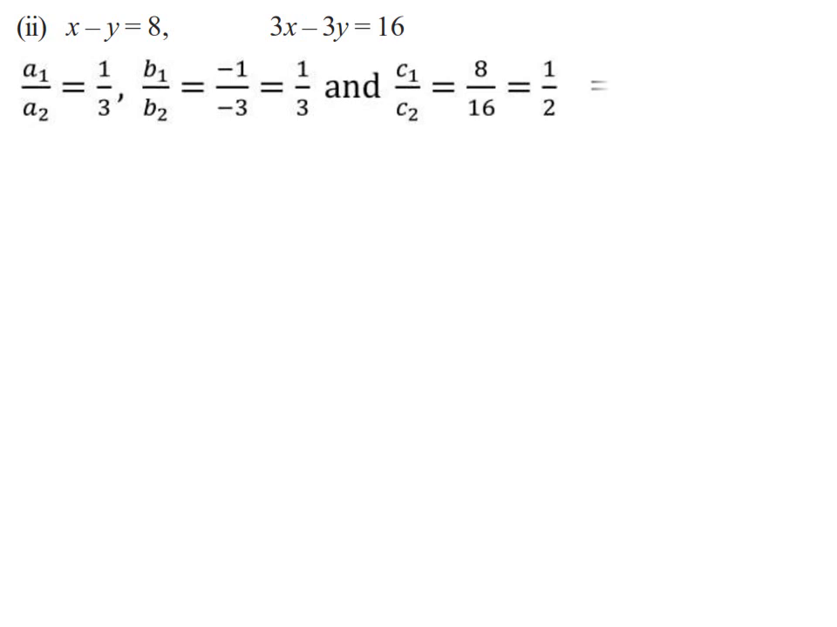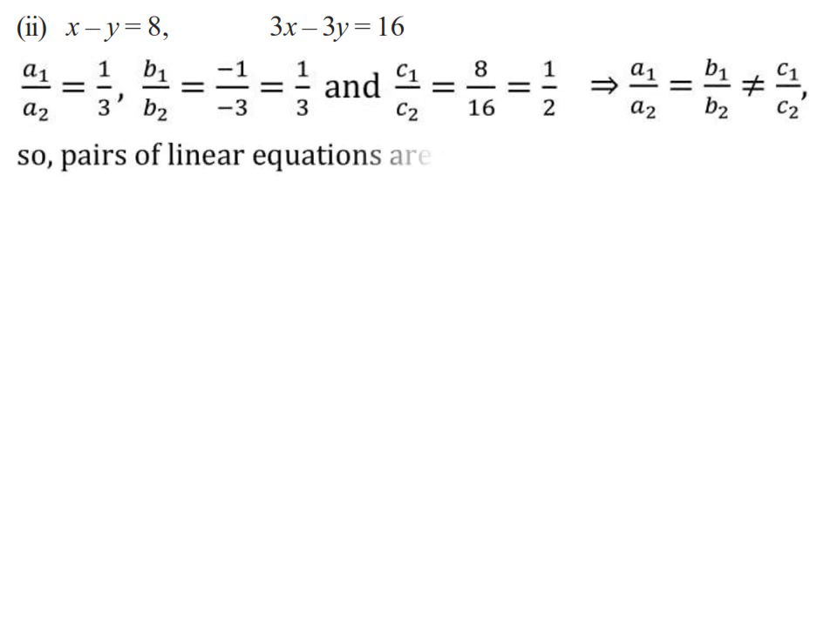So here what you get, a1 by a2 equals b1 by b2, which is not equal to c1 by c2. So we will get parallel lines, then the equations are inconsistent. So the pair of linear equations is inconsistent. So we don't have to find any solution for it.